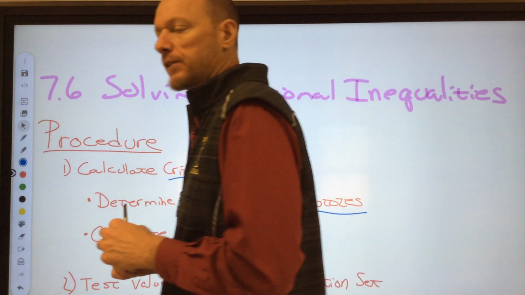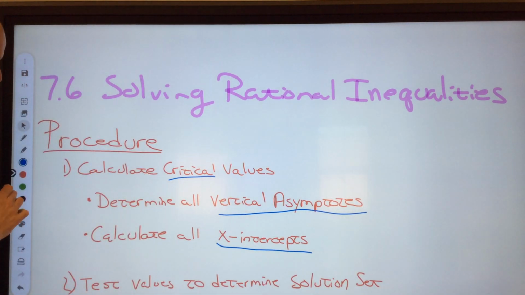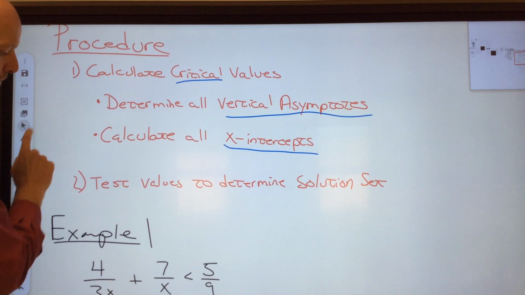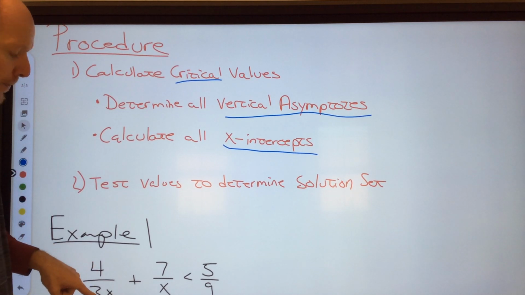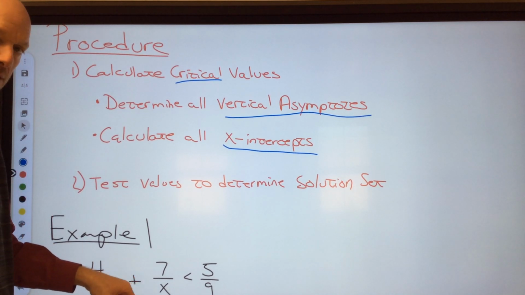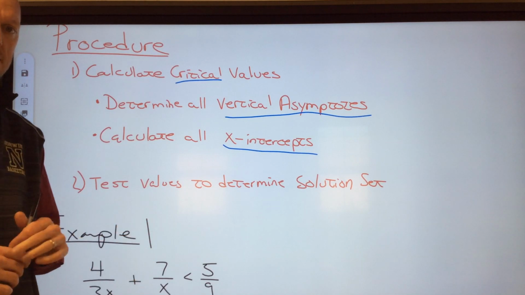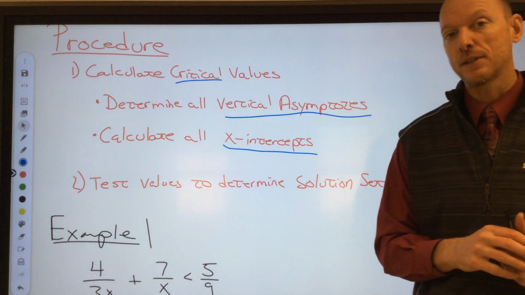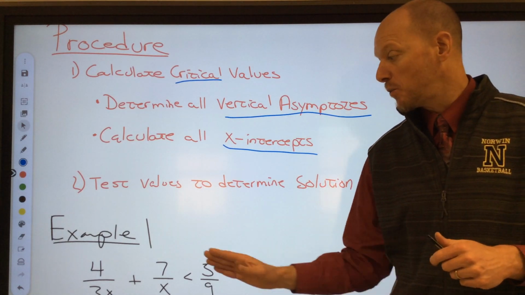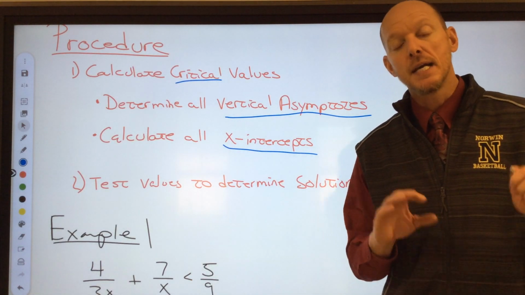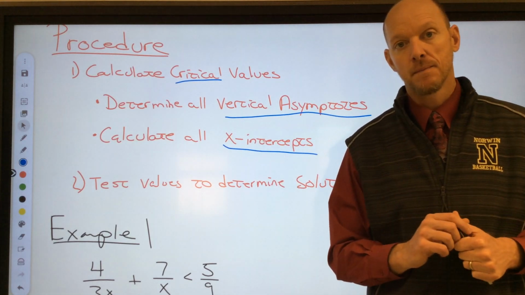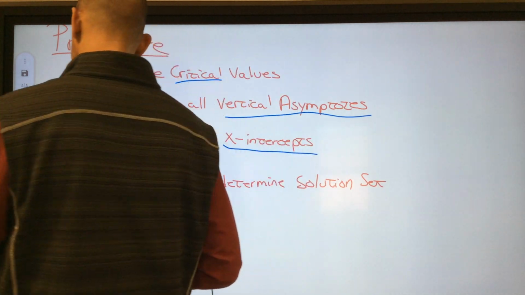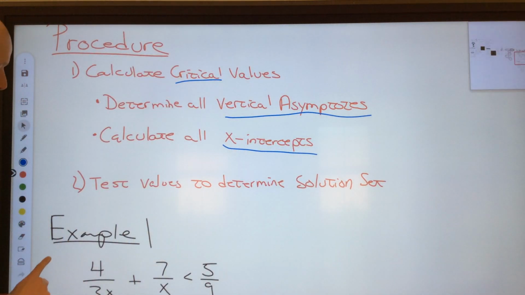So let's go ahead and take a look at our first example. In our first example, we're going to keep everything kind of basic here, and we're going to take 4 over 3x plus 7 over x and say that is less than 5/9. So for starters, pause the video presentation this time. See if you can determine what the vertical asymptotes would be and what the x-intercepts would be. I'm going to move forward as if you already had a chance to do some calculations here.